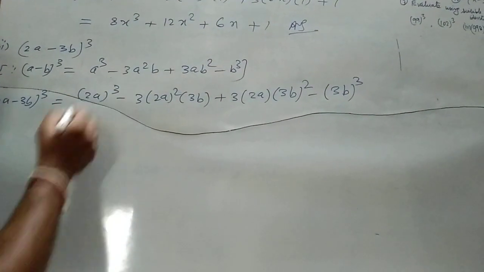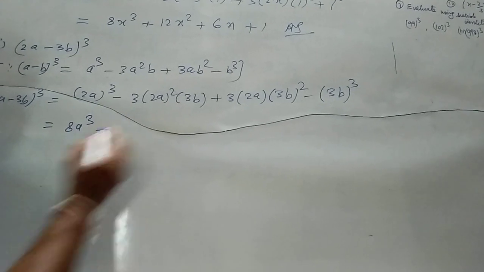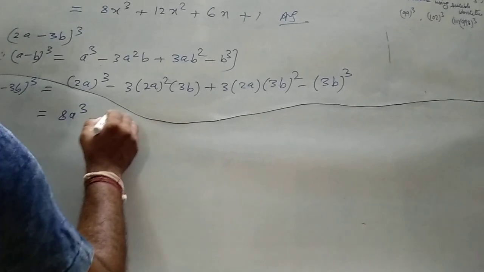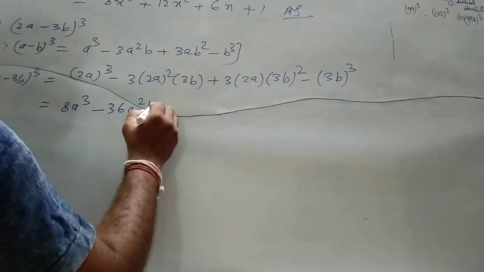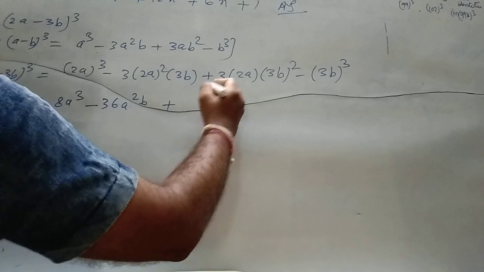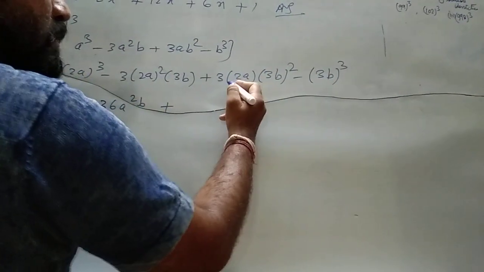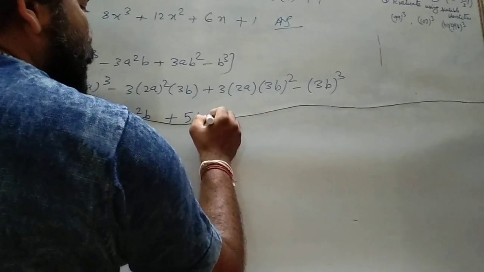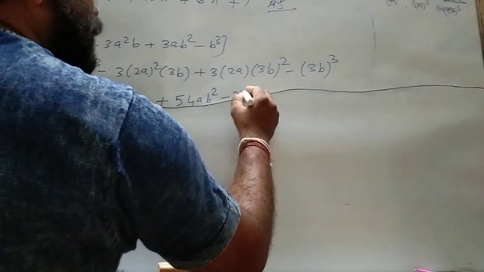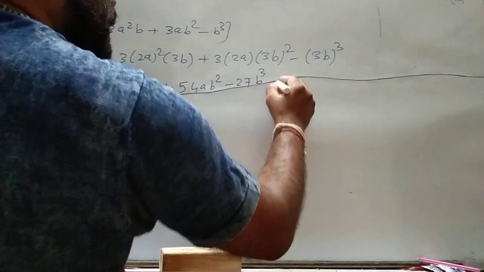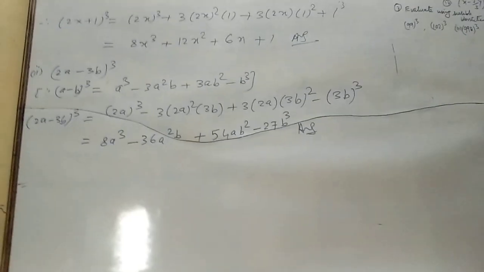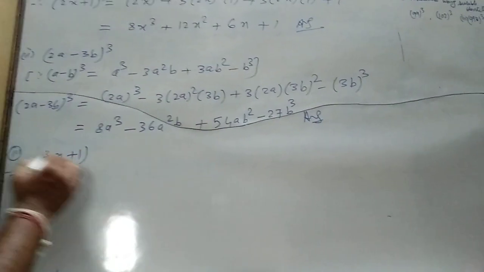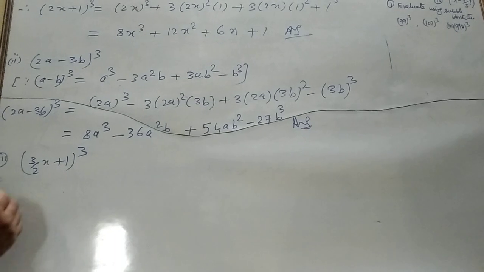Then finally we get 8a³ − 3 × 4 = 12, 12 × 3 = 36, so 36a²b, plus 3 × 3 = 9, 9 × 2 = 18, 18 × 3 = 54, so 54ab², minus 27b³. This is the answer. Next question: (3/2 x + 1)³.